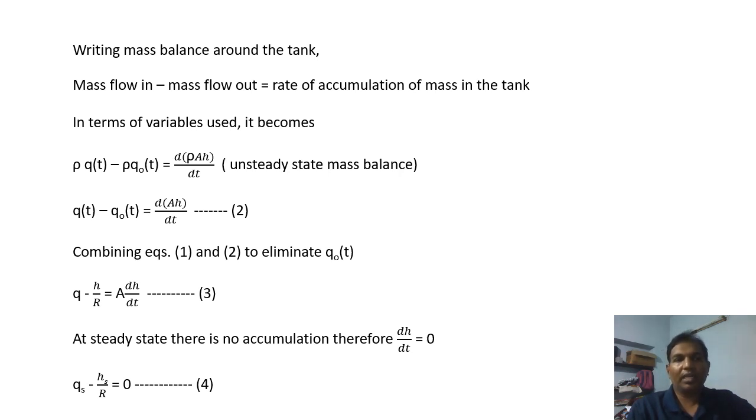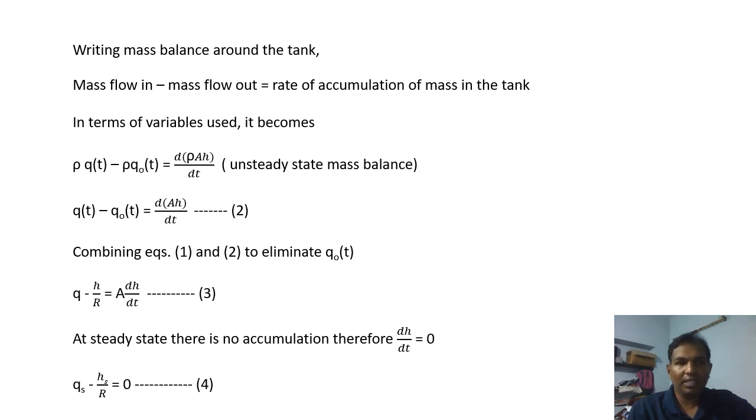With this we can use the variables to represent the equation, and we are going to write the equation in two different states. One is in unsteady state mode and another one is in steady state mode. So let us check how they have written the unsteady state mass balance equation. The mass flow in minus mass flow out is equal to rate of accumulation of mass in the tank.